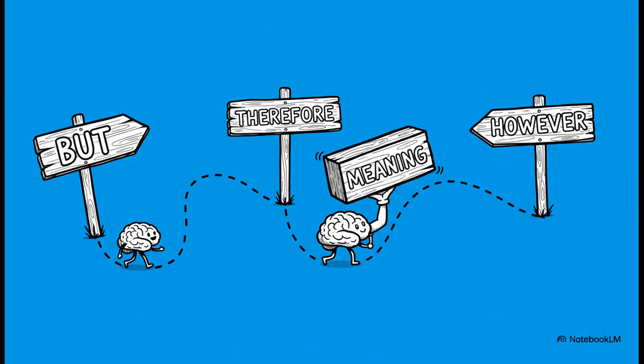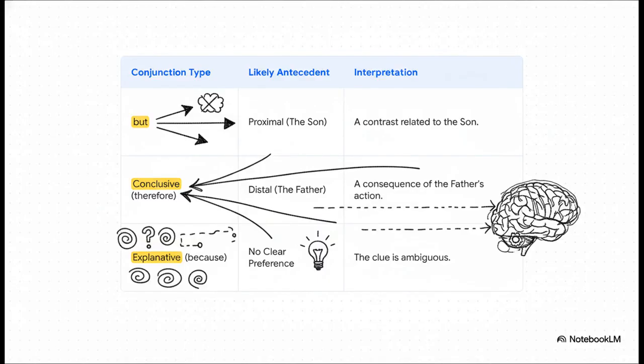So let's just recap this whole conjunction code one more time. An adversative word like but, it points you to the closest noun, the proximal one. A conclusive word like therefore, it sends you to the furthest noun, the distal one. And an explanative word like because, well, it kind of leaves things ambiguous. This is the secret code your brain is using all day, every day.